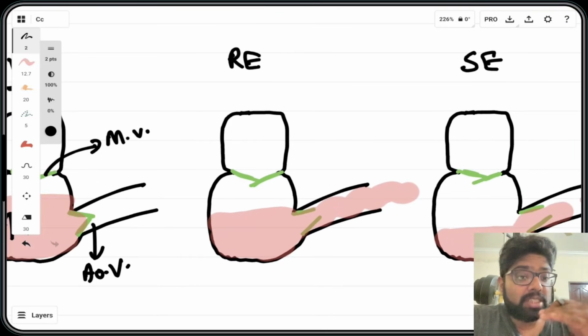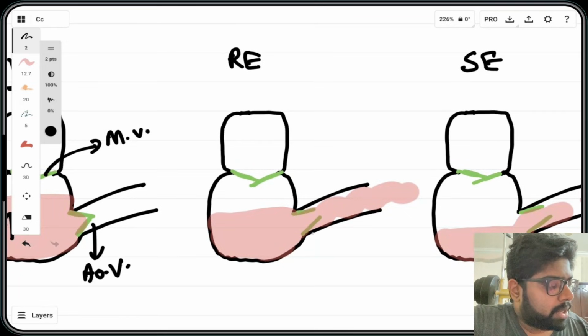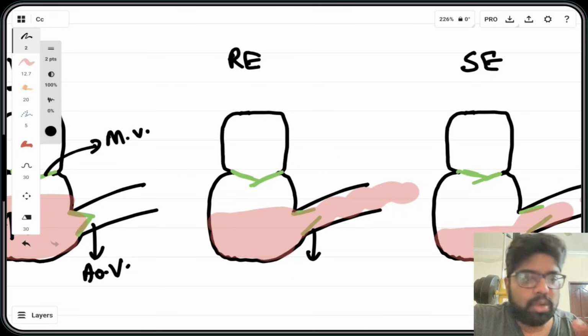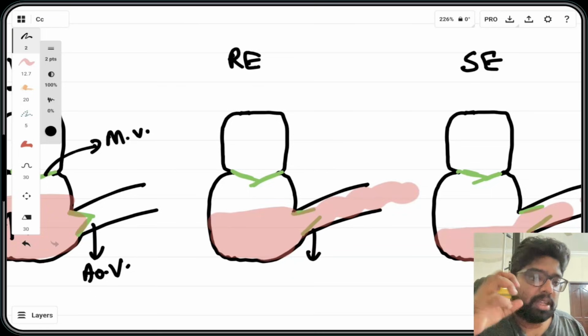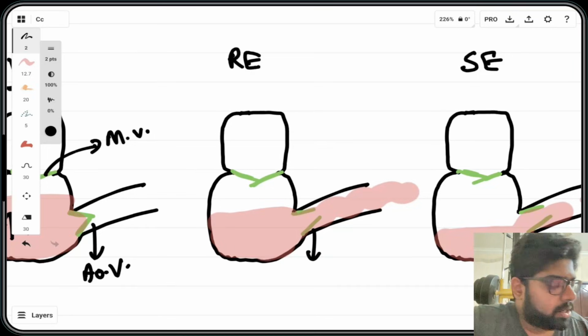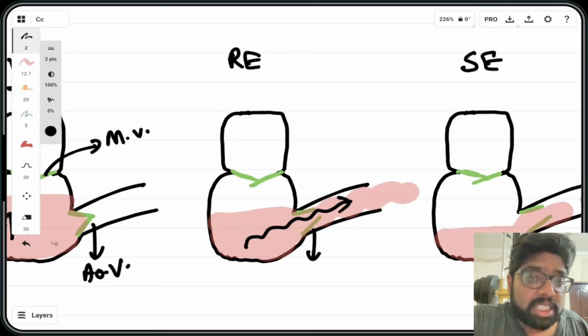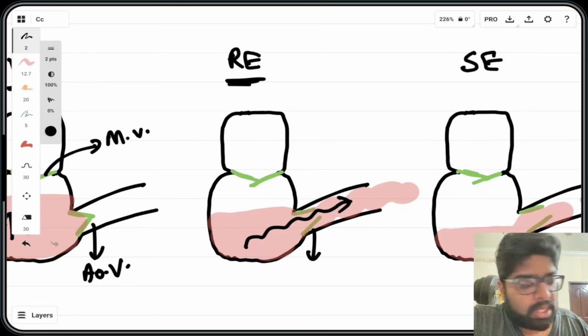Now that enough pressure has been built up inside the ventricle, all that remains is the opening of the semilunar valve, the aortic valve in this case. So there is a build-up of pressure inside the ventricle, the aortic valve opens, and there is a sudden gush of blood from the ventricle into the aorta. The blood is being ejected forcefully and rapidly from the ventricle into the aorta, hence the name of this phase is rapid ejection phase.